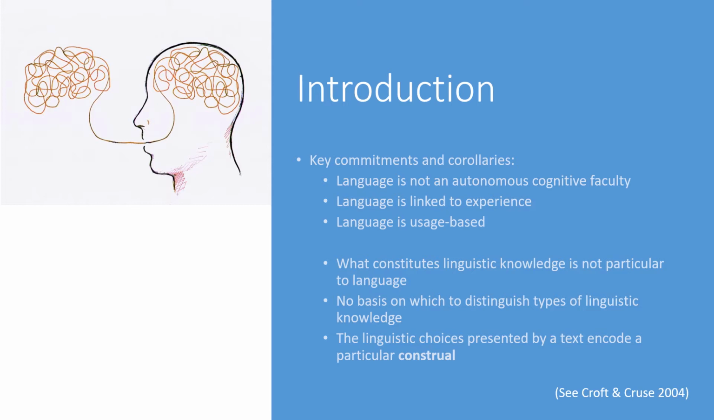For example, one upshot is that what constitutes linguistic knowledge is not particular to language. Linguistic knowledge and processes of meaning construction in discourse are not significantly different from, and can therefore be characterized in the same terms as, structures and processes in other areas of cognition like memory and perception. This means that linguistic knowledge is essentially conceptual structure, and that meaning in discourse is achieved via processes of conceptualization.